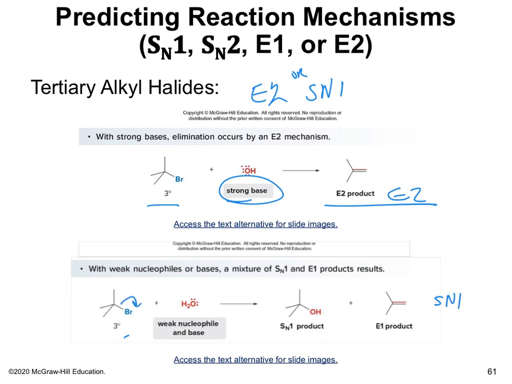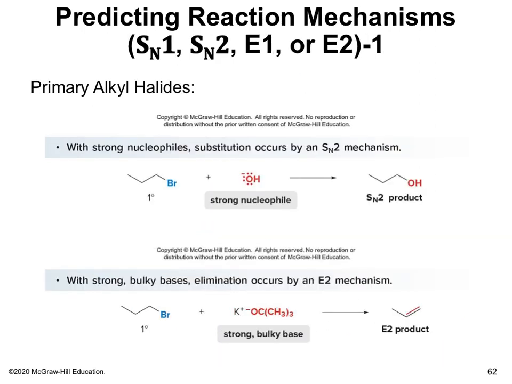You usually get mixtures too. So if I said heat, this would be your major product. Otherwise, you can do 50-50. On something like this, I would say, what's the major elimination product, or maybe what's the major substitution? Okay, so with strong nucleophiles, you're going to get substitution occurs. So a primary is going to be a strong nucleophile. So that's an SN2. Bulky bases are going to do E2.